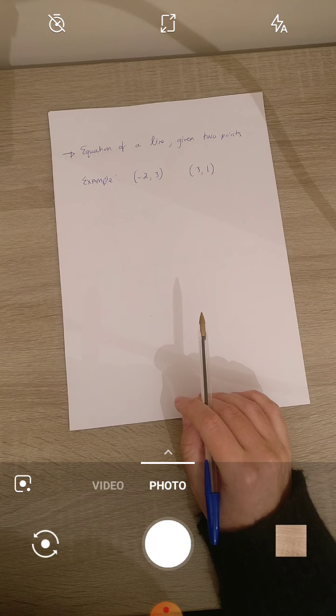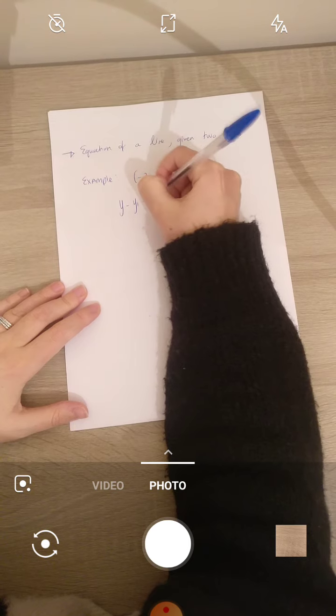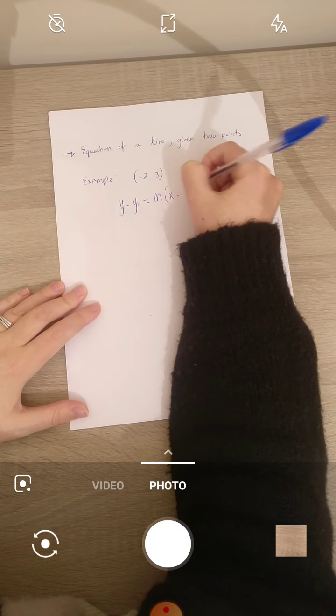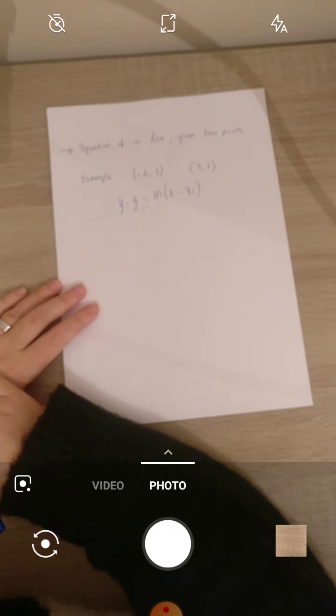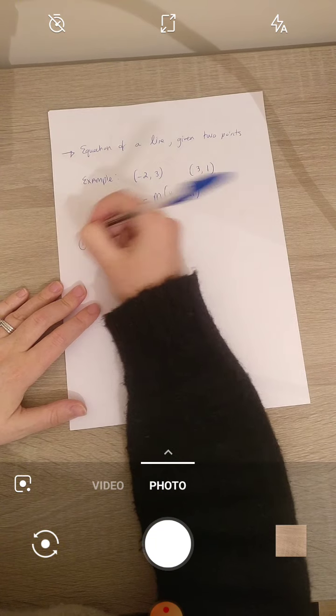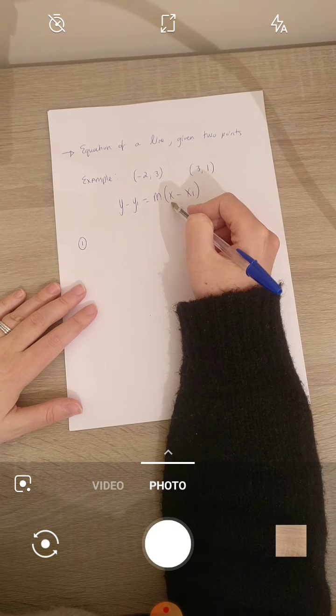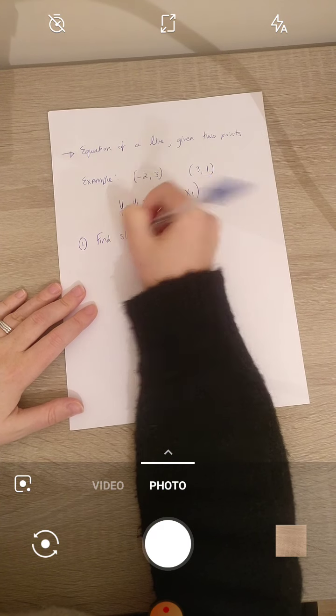Okay, next question, it says find the equation of the line and you're given 2 points this time. Now the only difference here is that if we look at our formula, we have 2 points that form this line, or 2 points that are on the line, but we don't have the slope. So before we sub one of the points in here, we need to find the slope.